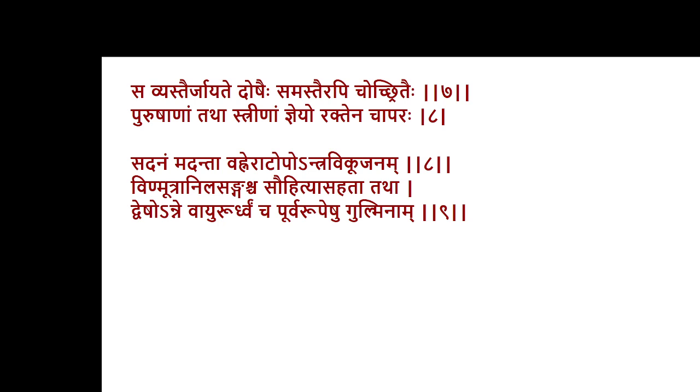The Purvarupa, prodromal symptoms of Gulma are Sadanam, Madanta, Vanehe, Atopaha, Andravikujanam, Vinmutra, Anila Sangascha, Sauhitya, Sahatada, Besho, Ane, Vayu, Urdham, Chapuru, Beshu, Minam. The patient would have a feeling of dullness in the body, the digestive capacity would be affected, and the patient may have a distension and borborygmy. Andravikujanam is borborygmy, signs of partial obstruction at times. Vinmutra anila sangascha, constipation or obstipation, and intolerance to food, anorexia, dislike or dyspepsia could be the symptoms of Purvarupa of Gulma.